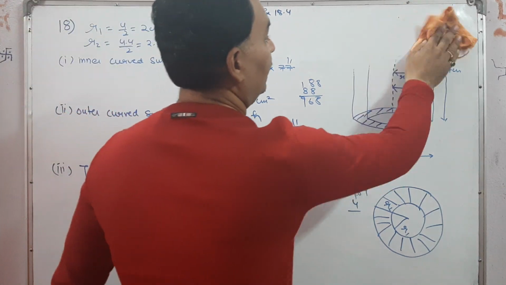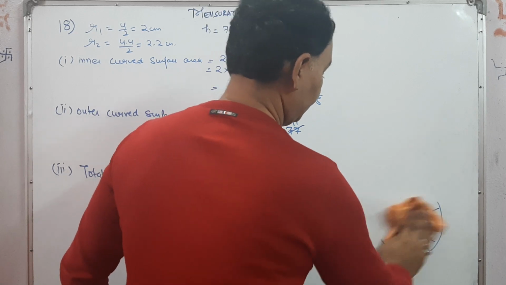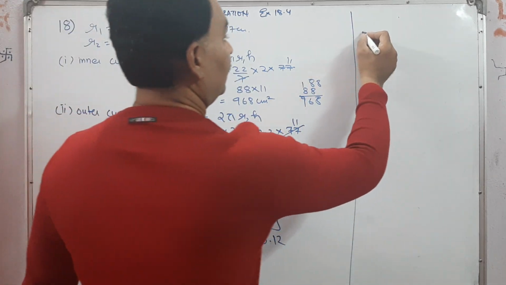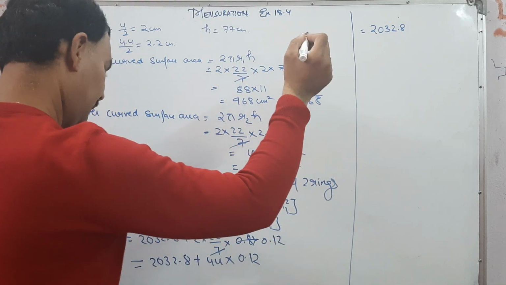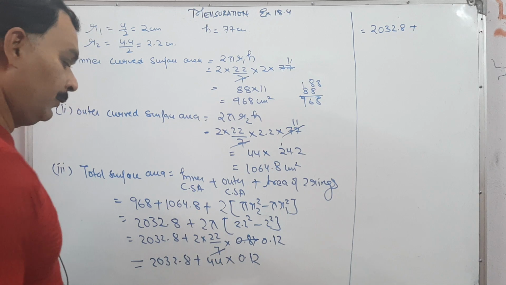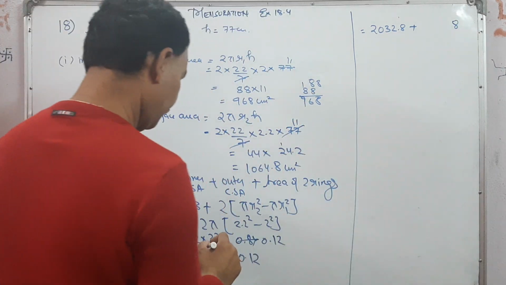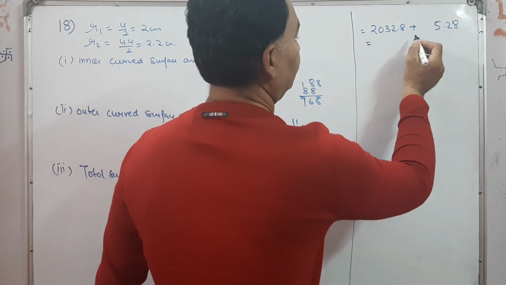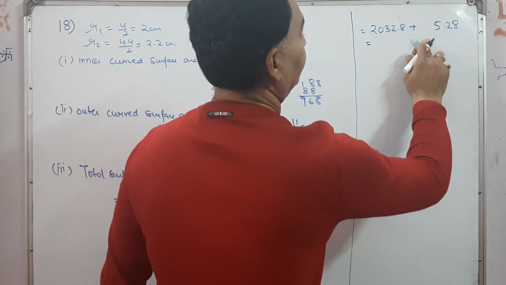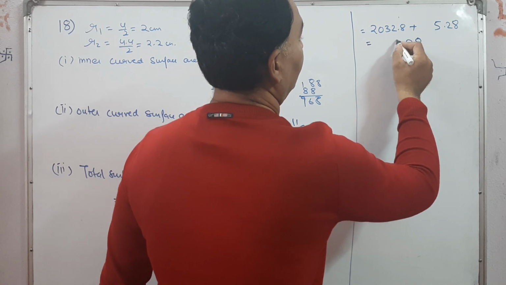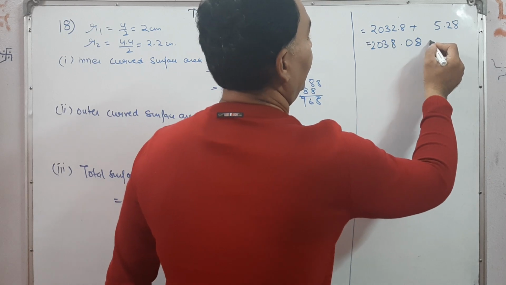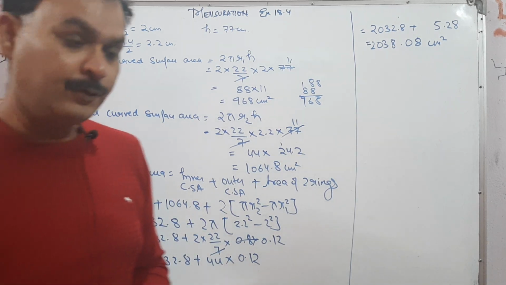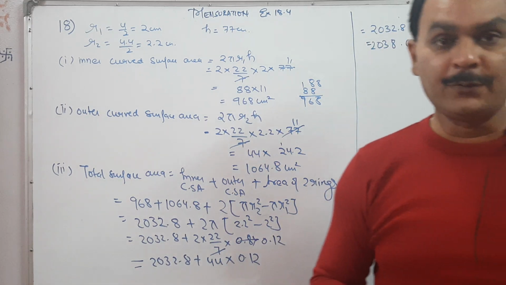I have to rub this figure so as to do the further calculation. 2032.8 plus 44 into 0.12, that is 5.28. So the total surface area is 2038.08 centimeter square.